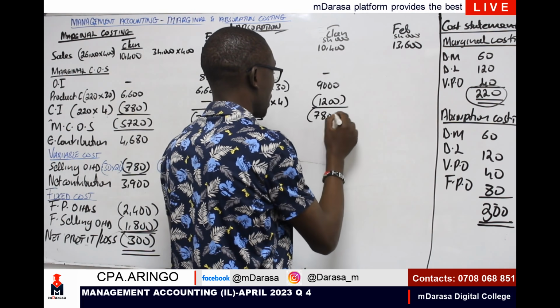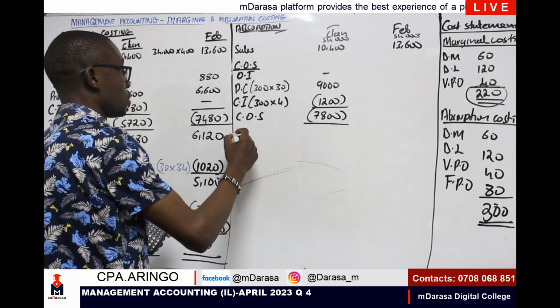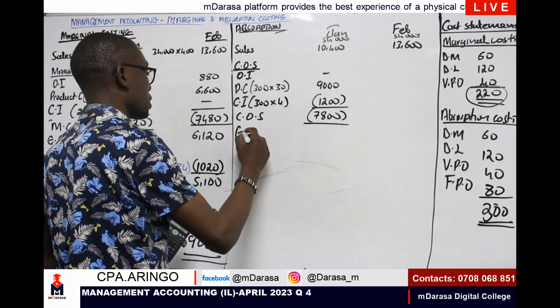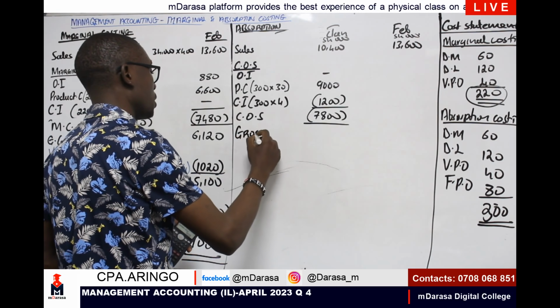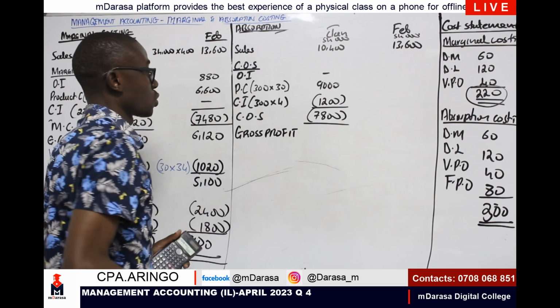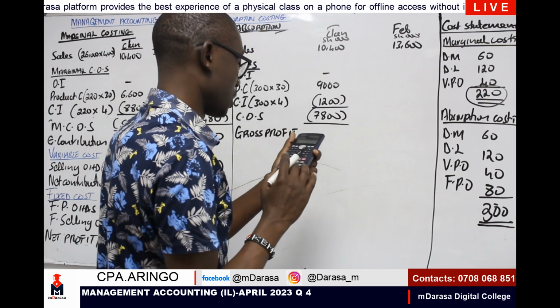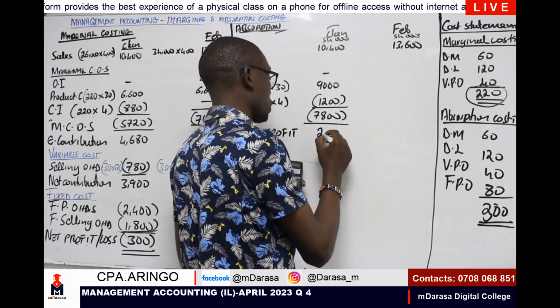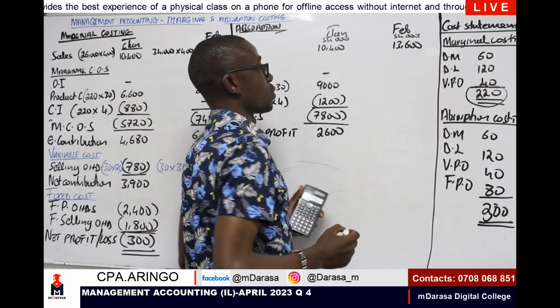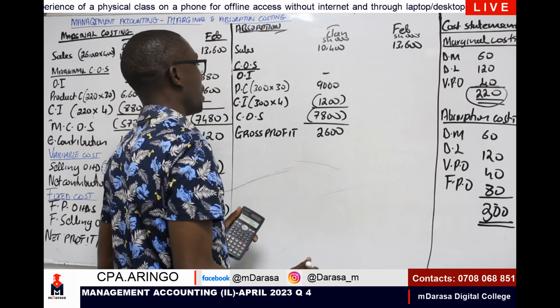So at the end of the day, my sales minus cost of sales should give us our gross profit. Remember the other one you're terming as gross contribution. So gross profit will be 10.4 minus the answer to give me 2.6. Believing that we are on the same page, what about our Feb month?